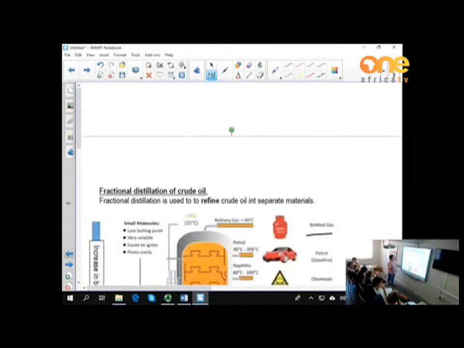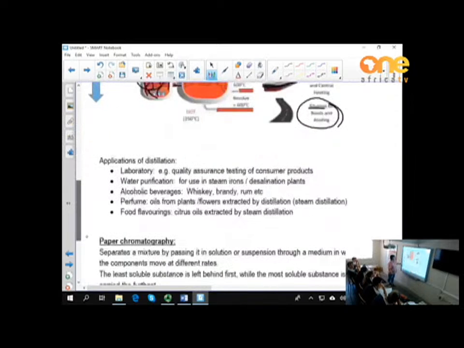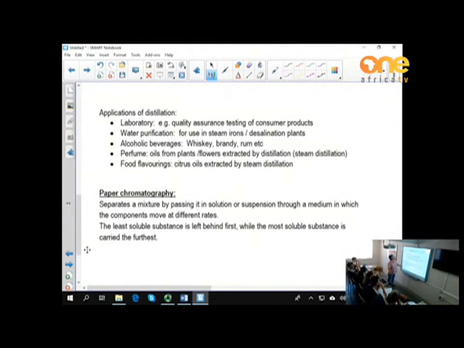I just want to go back one. Fractional distillation. Okay, applications of distillation. Why do we use distillation in a laboratory? For assurance, so that you can test to see whether the stuff is pure or is what it has to be, because remember, pure substances have fixed boiling points, so you heat it up to that boiling point, and you can check the liquid that comes off. It should be that one.